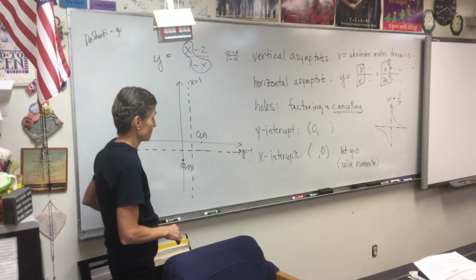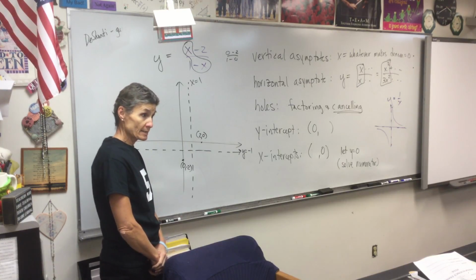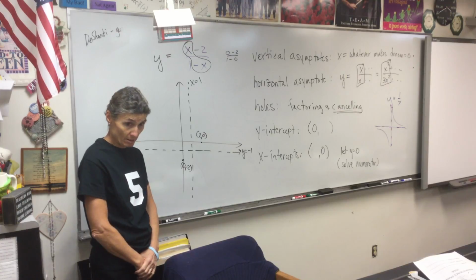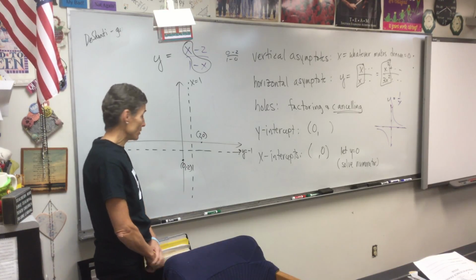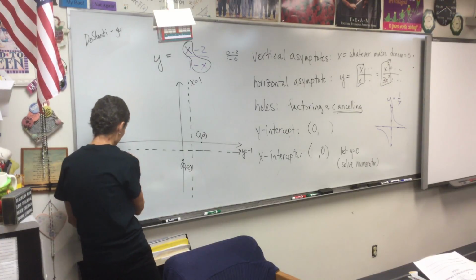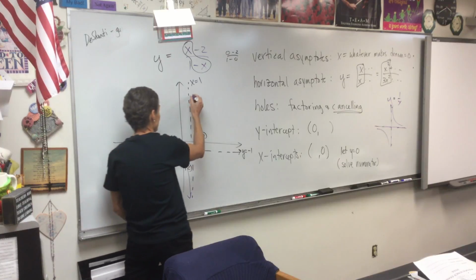Now this is another variation of the reciprocal function. Can you visualize it? Look at where your dots are. Look at where your asymptotes are. What do you think it looks like? Just like the last one. Yep, just like the last one.